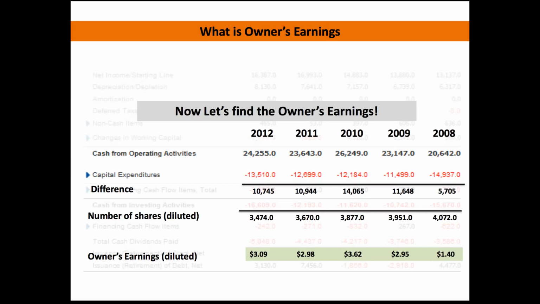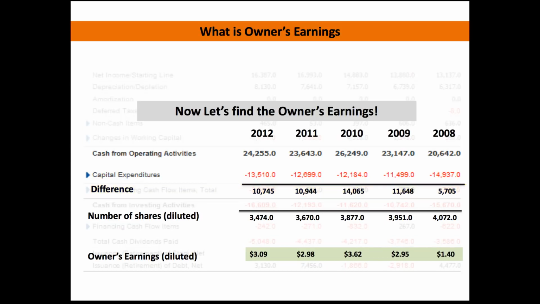Now you can see that the capital expenditures are already listed as a negative number, so I guess you could technically say we're going to add them together. But all you're doing is you're finding the difference between those two numbers if they weren't listed as negatives on this particular sheet. So when we do that, we come up with 10,745 for year 2012, all the way through 2008 where it's 5,705. Now, those numbers are obviously billions because we've dropped all the zeros off of them, but that difference right there is your owner's earnings, okay?